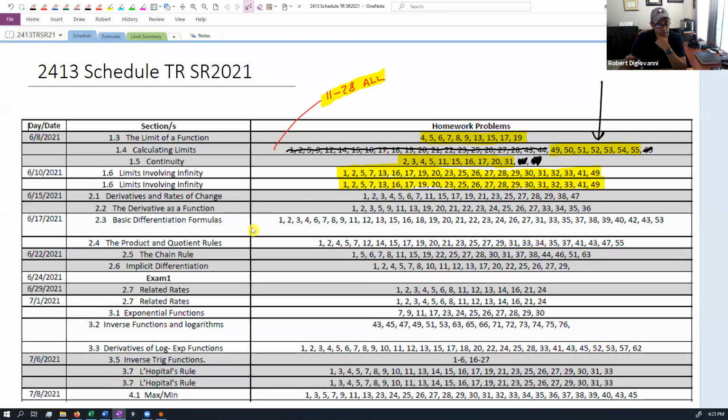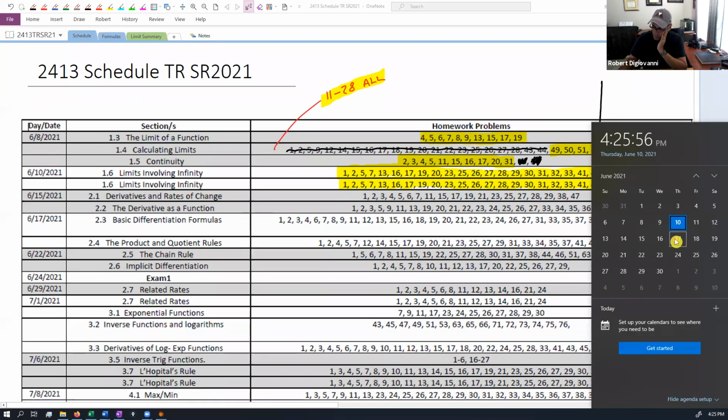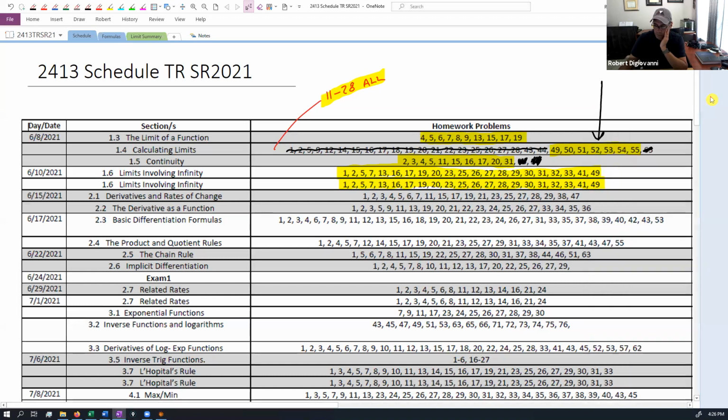And then we have a test. Our test isn't next week, right? It's the week after. Yeah, so our test is 2 weeks from today. And we have a ton of work that's crammed in there.